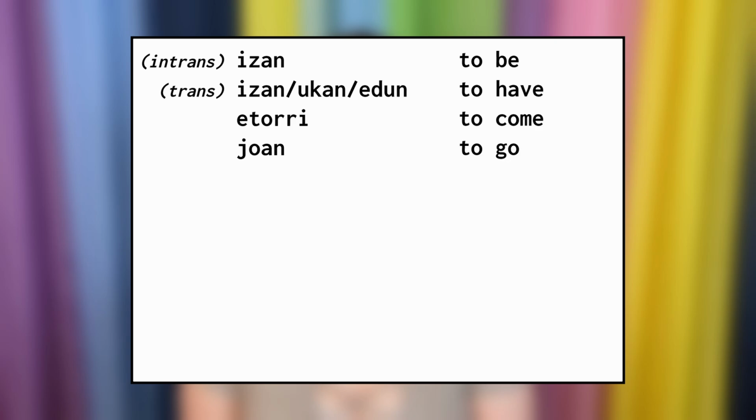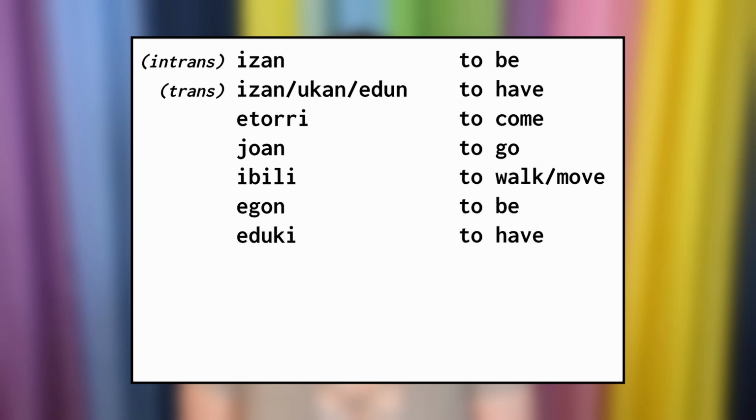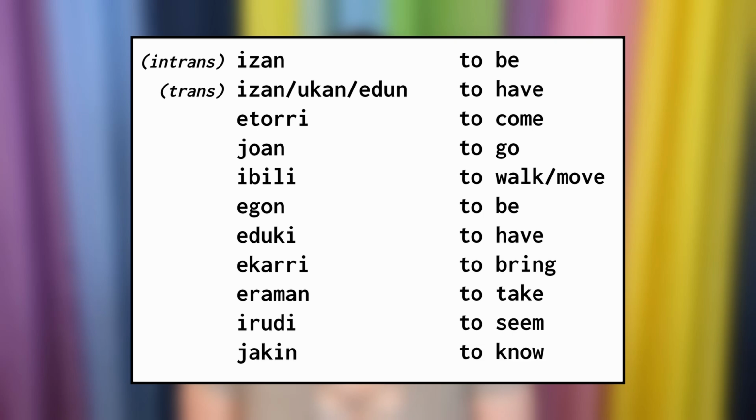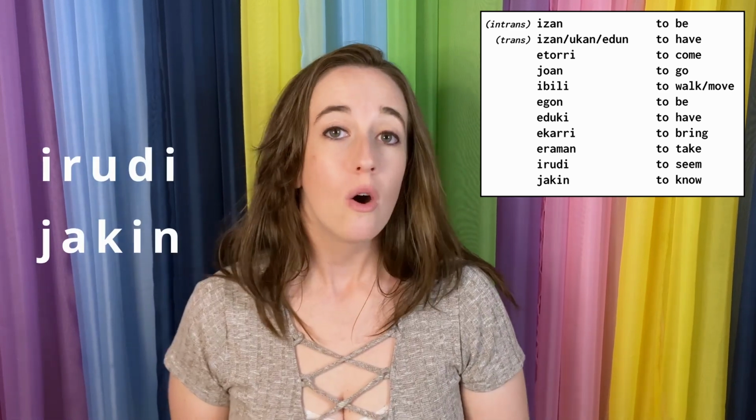In fact, the most common synthetic verbs are intransitive isan, transitive isan or ukan or edun, etorri, joan, ibili, eon, eduki, ekarri, eraman, irudi, and yakin. The last two verbs, irudi and yakin, only use a handful of their actual forms. So these are the verb forms I would recommend learning first, and forget about all the other synthetic verbs and verb forms until you learn these.